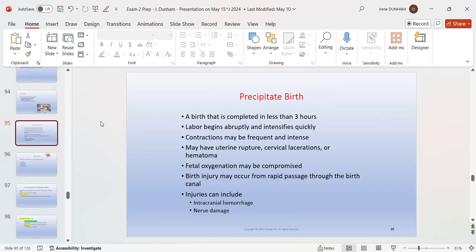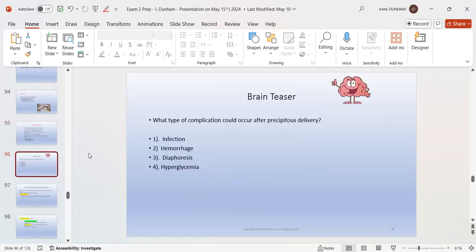Birth injury, sure, from coming down through the canal too quickly. I'm thinking he could have an intracranial hemorrhage. You can get nerve damage. So these are deliveries that you hear about on the news, like maybe she delivered in the car. Her labor went really, really quick. These are things that can happen. So in a way it's not good, but in a way it's good for mom because she's not in labor a long time.